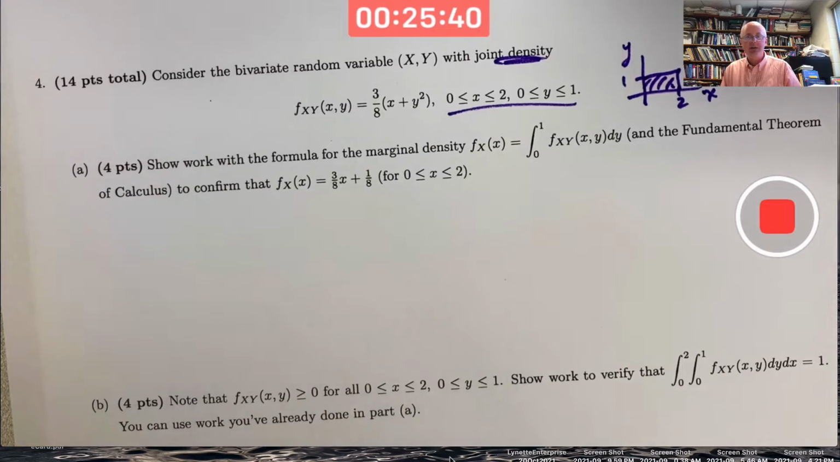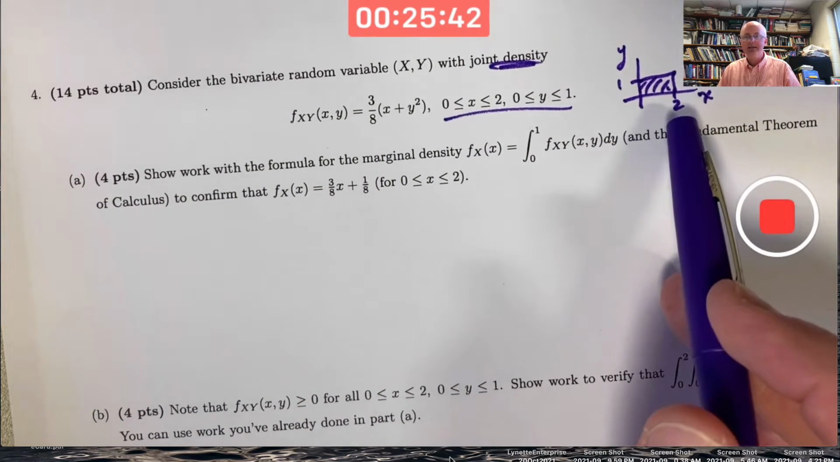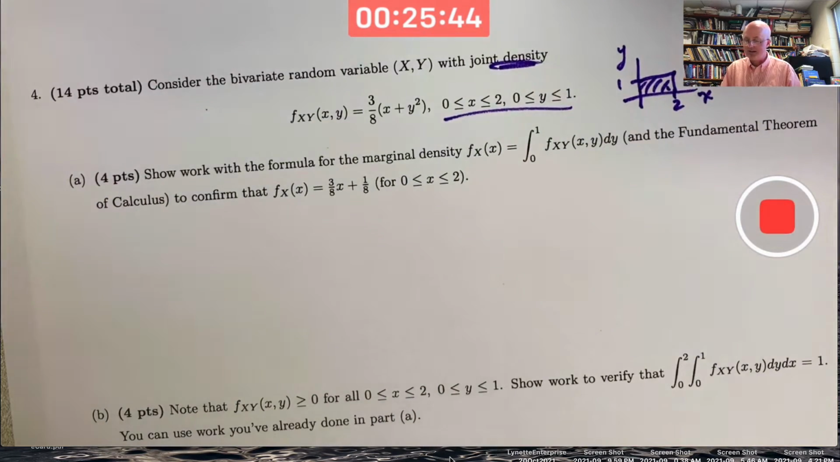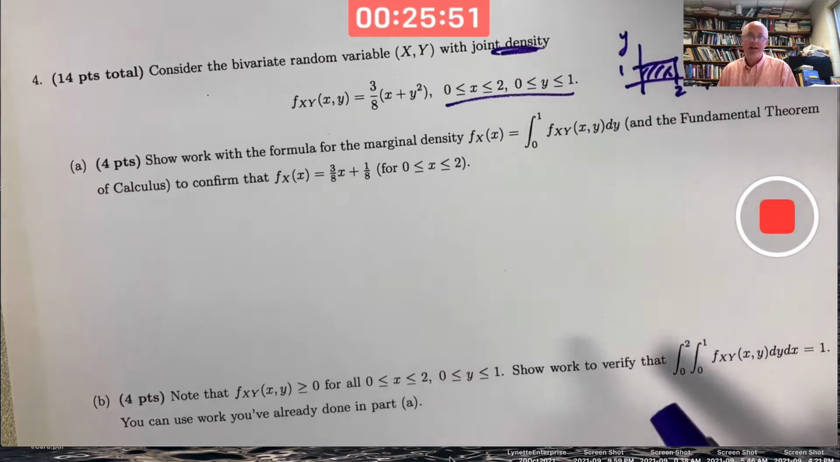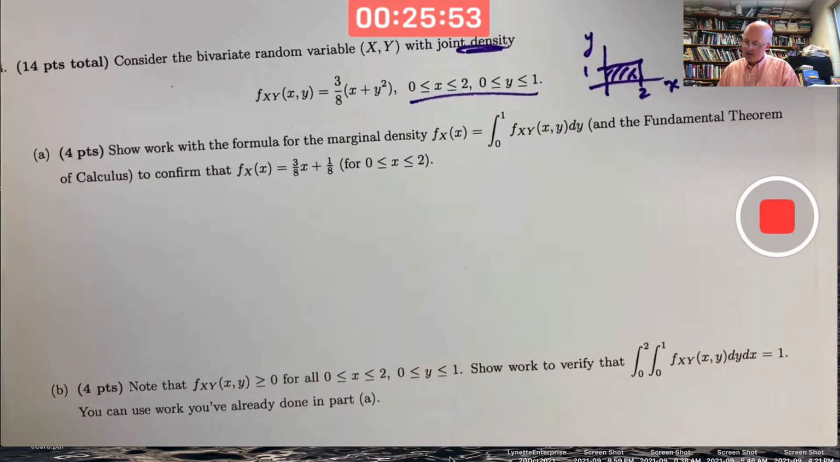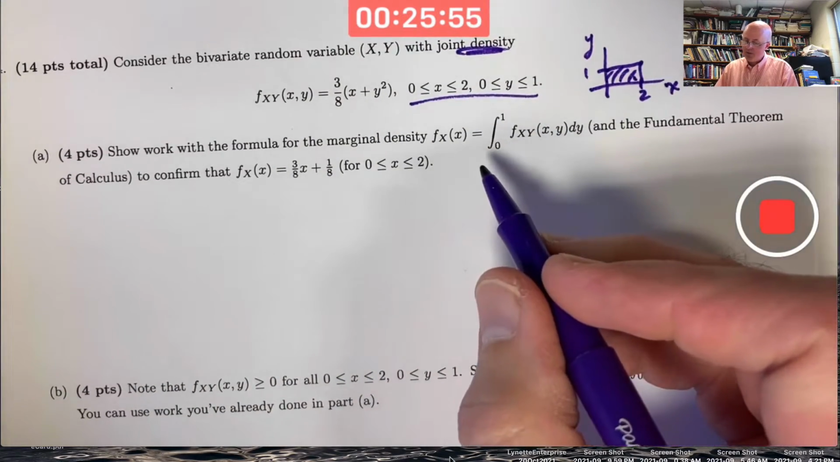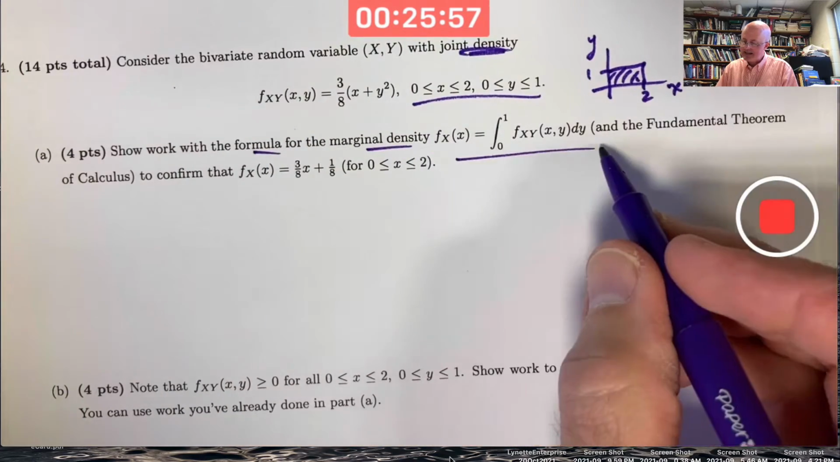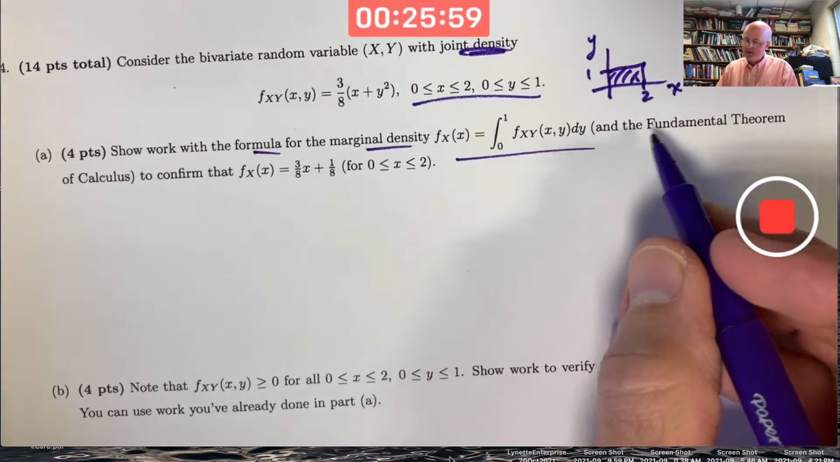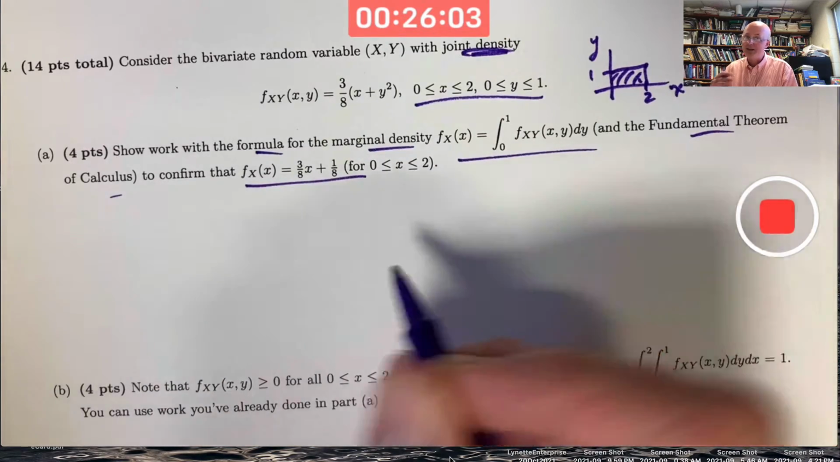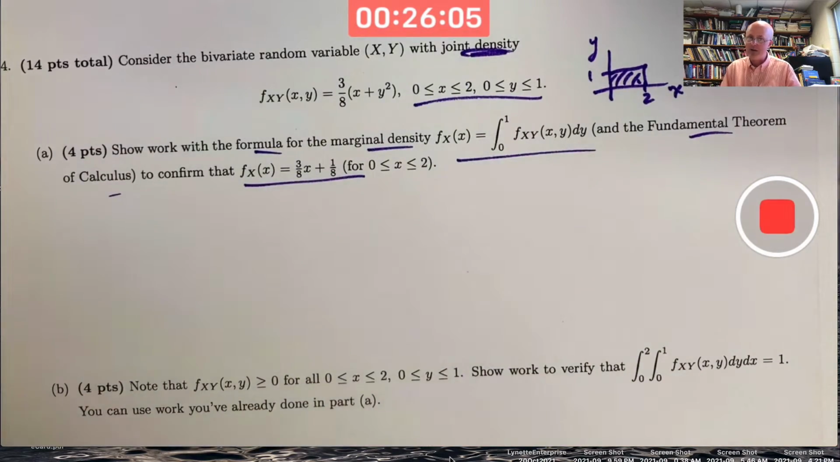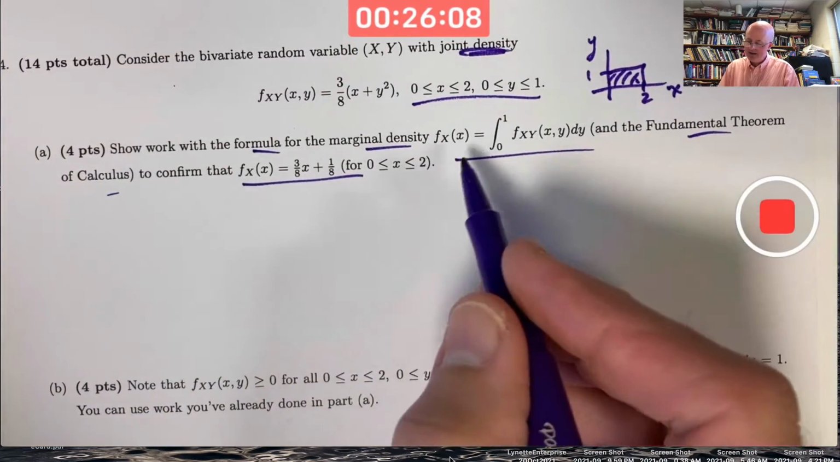I do teach my students about non-rectangular domains, and theoretically you should be able to do it, but certainly dealing with a rectangular domain is easier. And I made this problem easier than I could have, partially to help with my grading, to make things go smoother. The formula for the marginal density is this. Use the fundamental theorem of calculus to confirm what the answer should be for that marginal density. So I'm telling them what the answer should be, so I'm only looking for the correct work here.